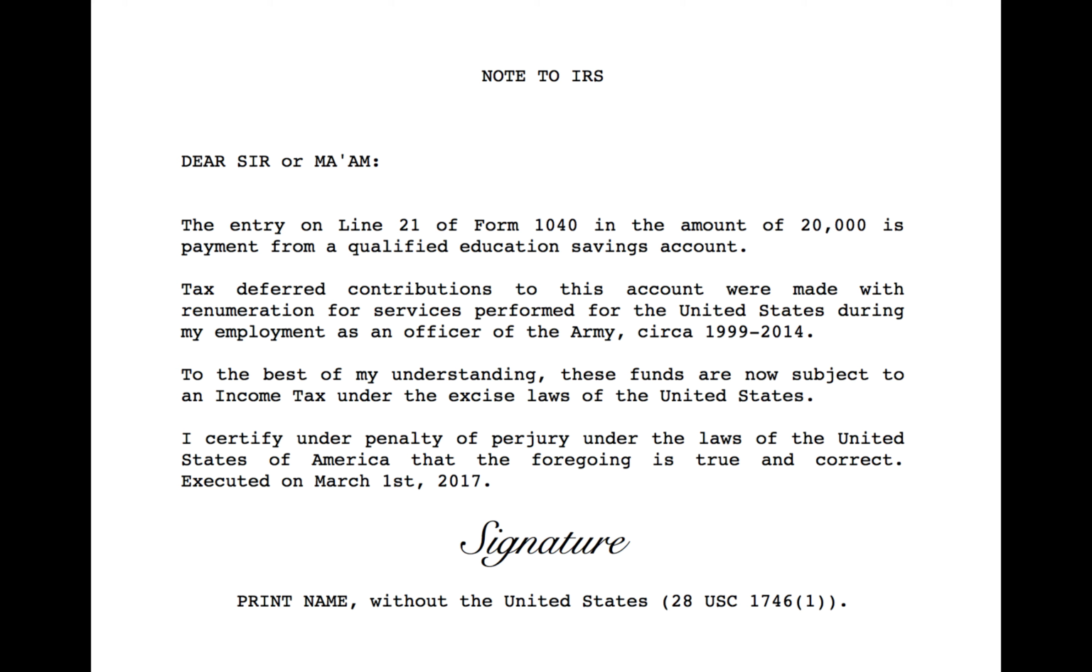Now I'm going to explain every line in this note to the IRS, beginning with remuneration for services performed. Also, I'm going to explain the United States as highlighted in purple, in orange, and in blue, because there are 3 United States that you need to understand exist. And finally, I'm going to talk about how my income was subject to an excise law of the United States. All right, let us begin with the remuneration for services performed.